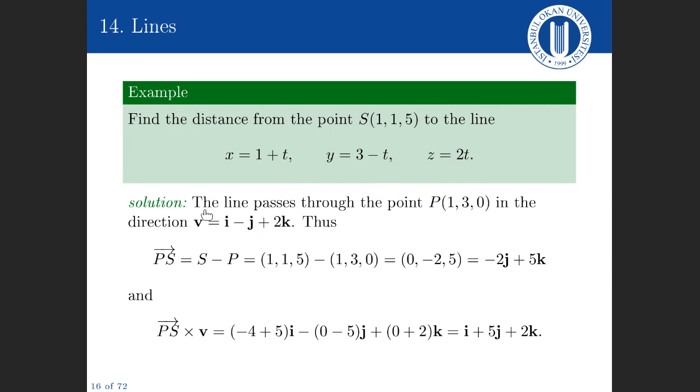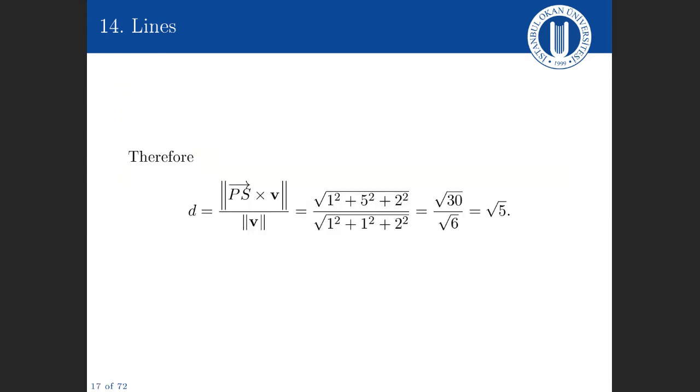After we've picked out this information, we can start doing our calculations. We need the vector from P to S. This is the vector 0, minus 2, 5, or minus 2j plus 5k. We need to calculate PS cross V. I'll leave this calculation for you to check. Please check that PS cross V is i plus 5j plus 2k. And then I'm ready to calculate the distance. It's the norm of PS cross V divided by the norm of V. Again, please check this. Check that the answer is square root of 5.